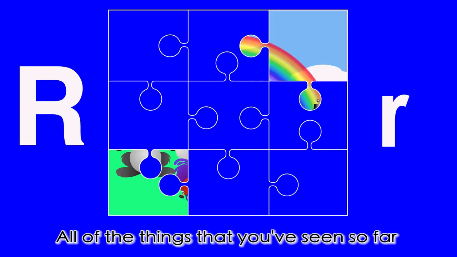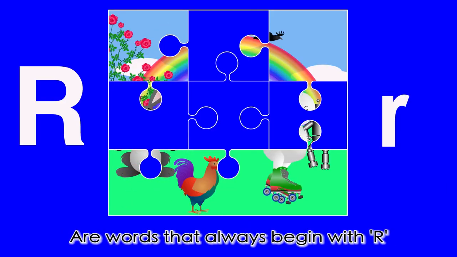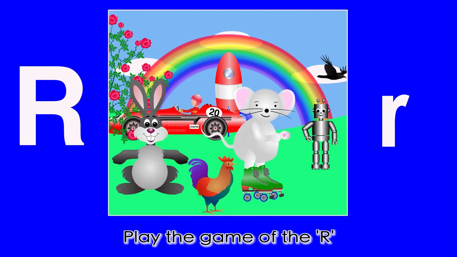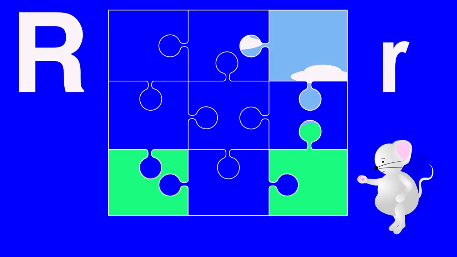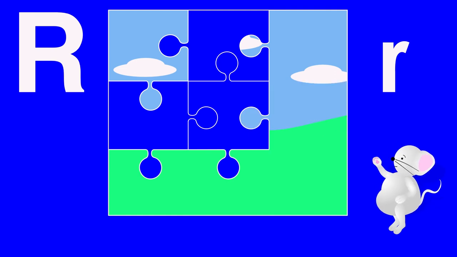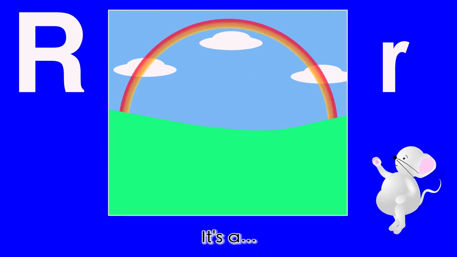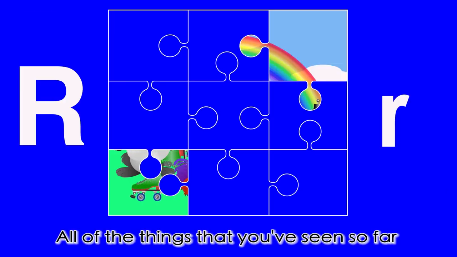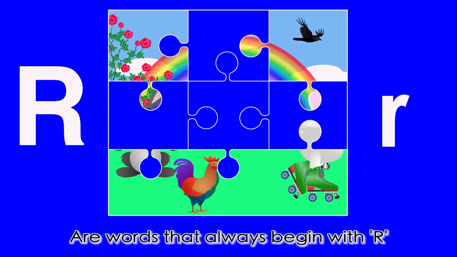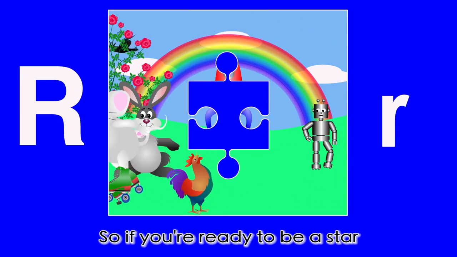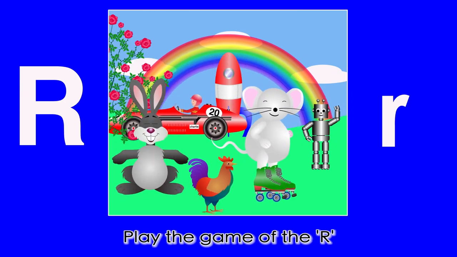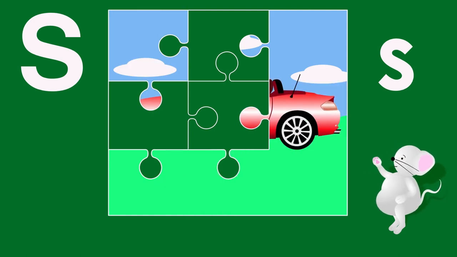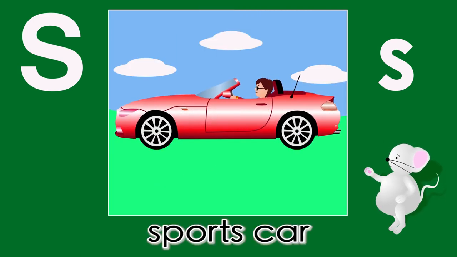It's a rainbow. It's a sports car. All of the things that you've seen so far are words that always begin with R. So if you're ready to be a star, play the game of the R.